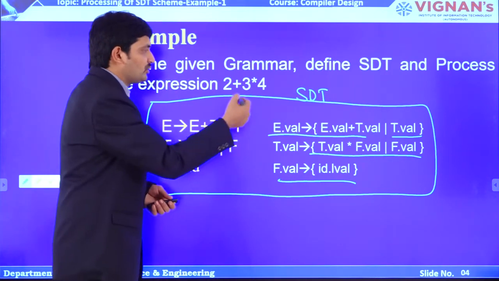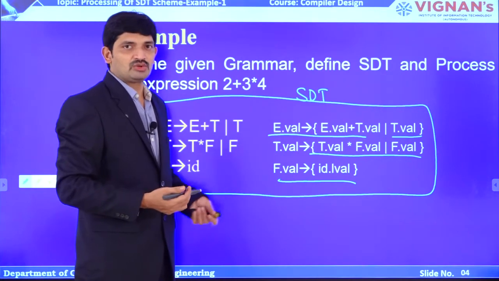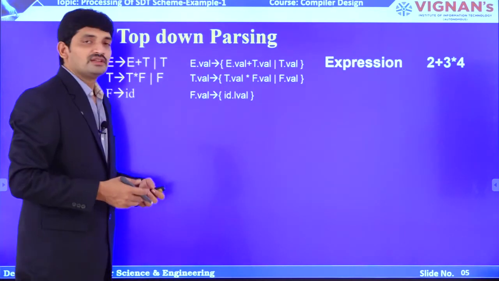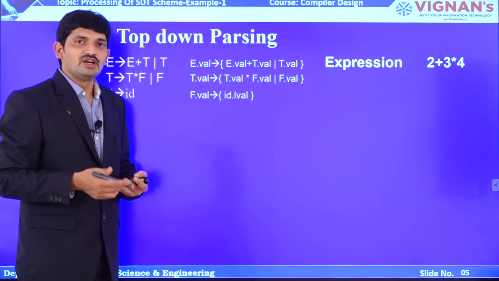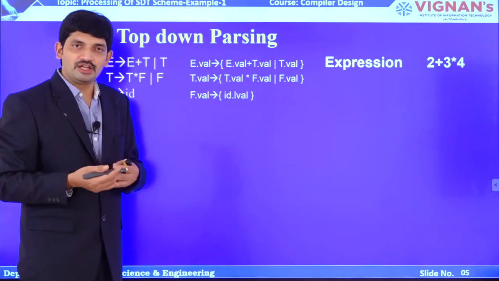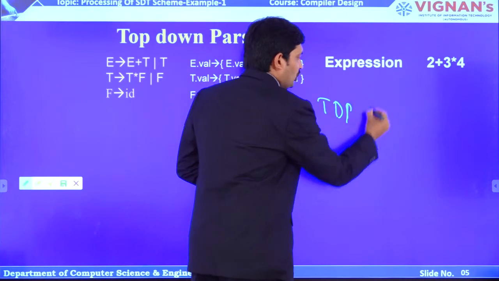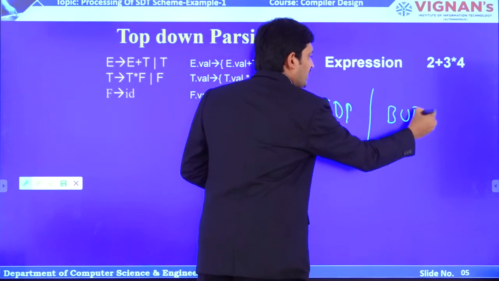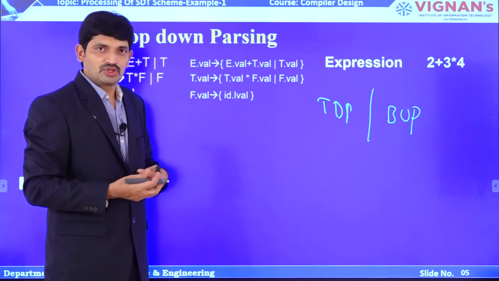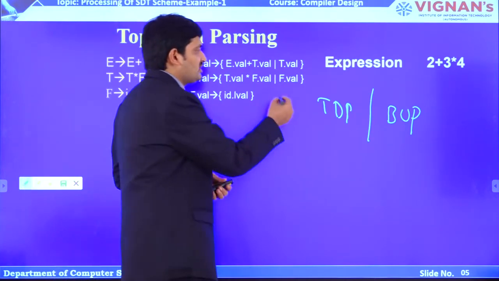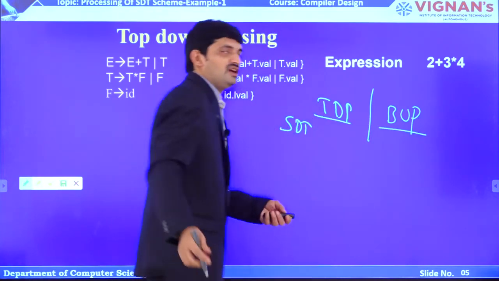And now we are going to discuss the SDT scheme, that means how we are going to evaluate these particular semantic rules. The SDT scheme can be evaluated in two ways. Why? Because we know that the parsing process can be done in two ways: first the top down approach and second the bottom up approach. That means we can construct the parse trees in two ways, so here also we can evaluate the SDT scheme in TDP and BUP.